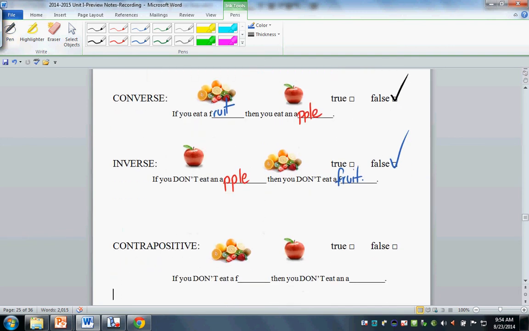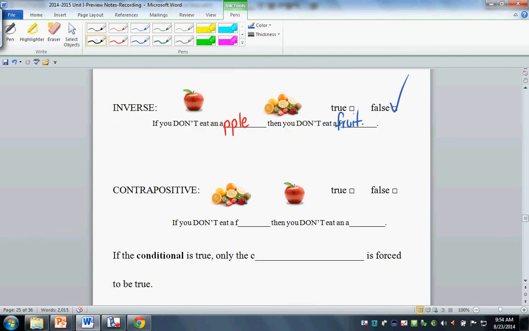And the last one, watch carefully. I switch and negate. So remember the original is apple, then fruit. If apple, then fruit. Say it out loud. If apple, then fruit. Ready? So contrapositive, you switch it and negate. So if you don't eat a fruit, then you don't eat an apple.